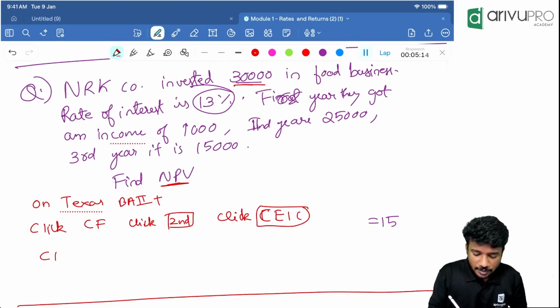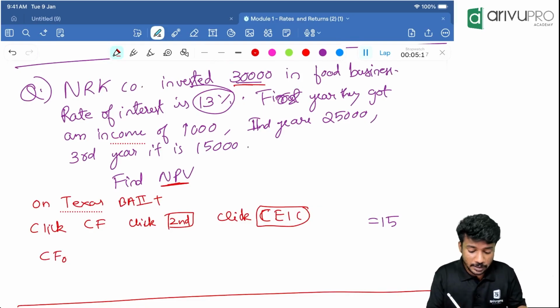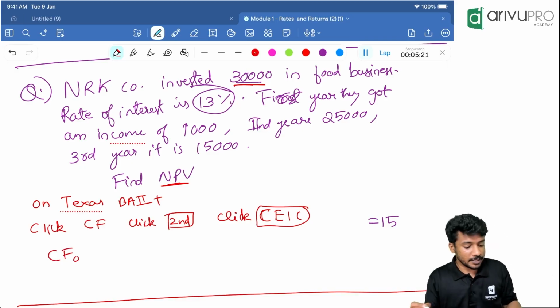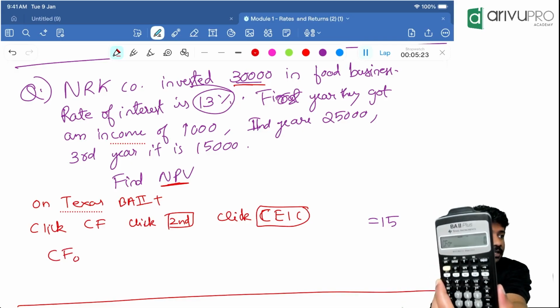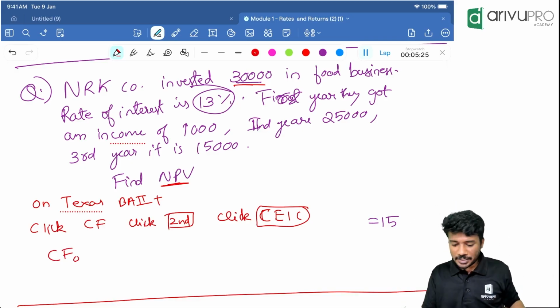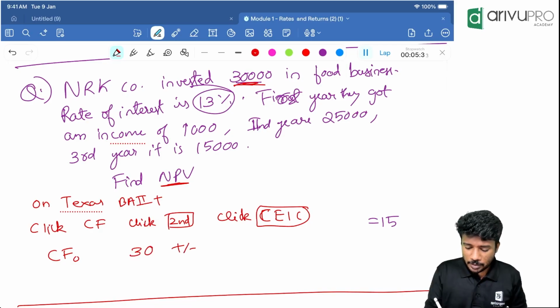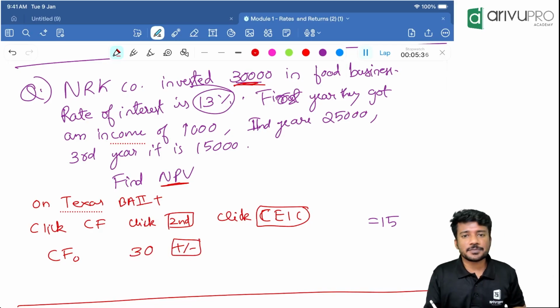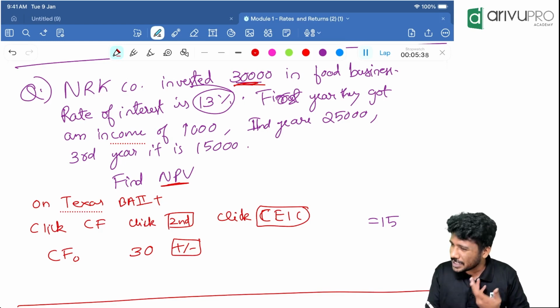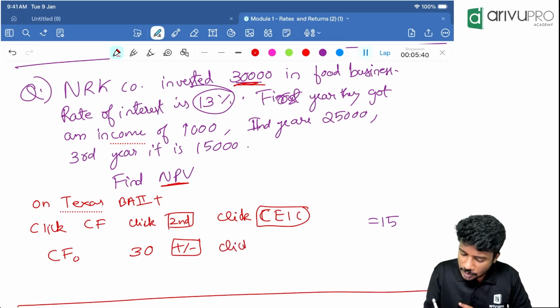So CF0 is the first thing. Once you click CF, everything is there. CF0 is right in front of you, and it is given as 0. Since it is 0, we need to enter the value. What is our real outflow? 30,000. So type 30, then click plus or minus. Why plus or minus? Because it is an outflow, we take it as negative. Then click enter.